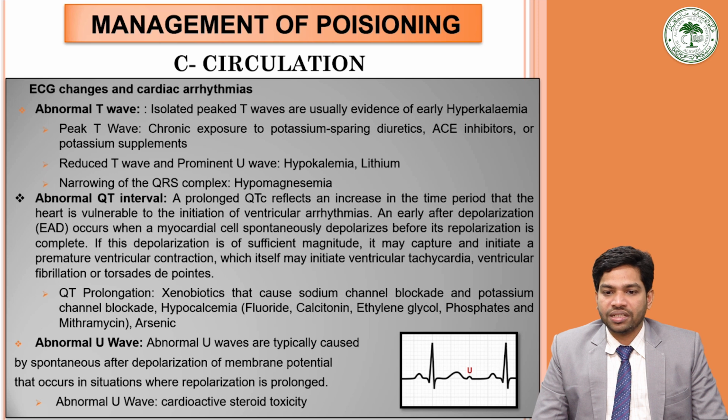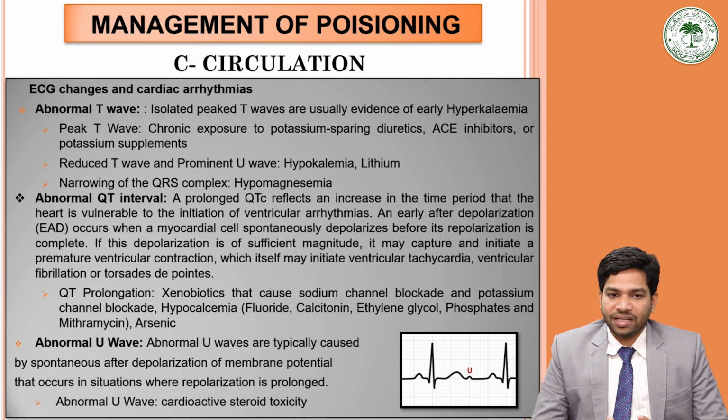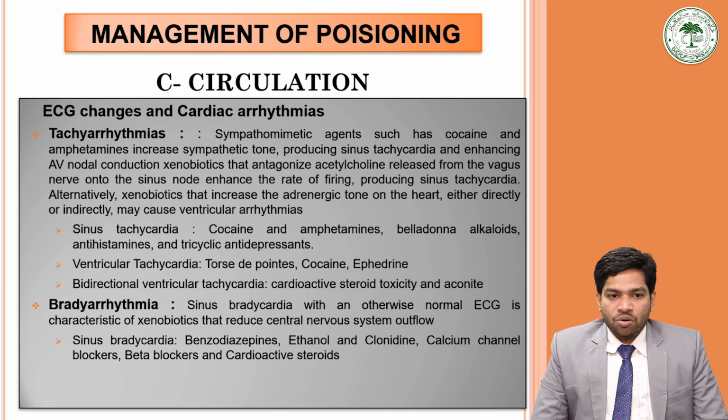Transient U wave inversion can also be caused by myocardial ischemia and systemic hypertension. So these all shall be kept in mind while looking at the ECG and interpreting different types of abnormalities of the ECG waves. Then we shall look for the arrhythmias.